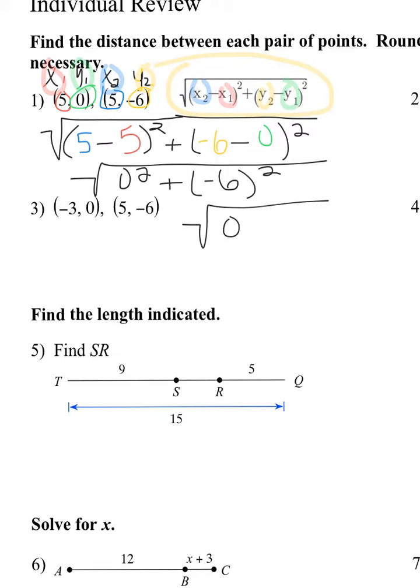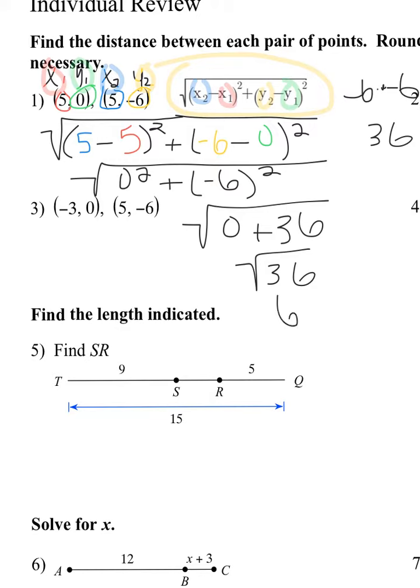And then negative 6 squared, if I take negative 6 times itself, 6 times 6 is 36, and a negative times a negative is a positive. So I'm going to add 36. Okay, this is the square root of 36, and the square root of 36 is 6. Right? So the answer for this very first one, the distance between those 2 points would be 6.